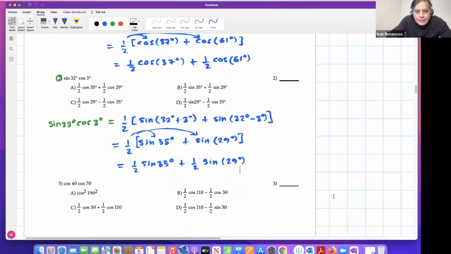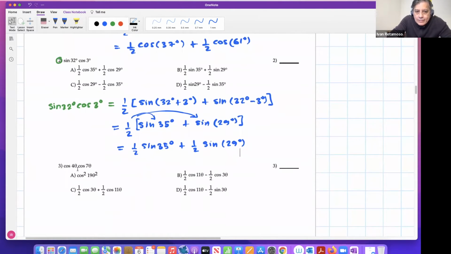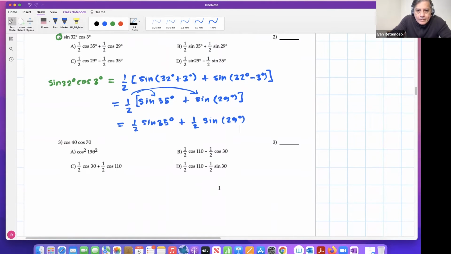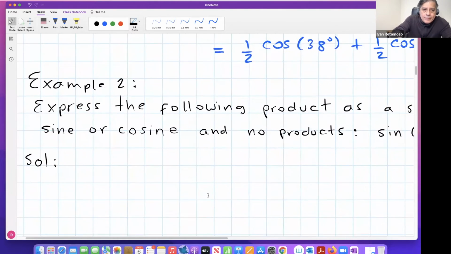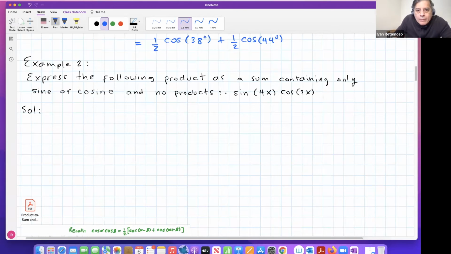Okay, so now the goal, as I said, is to do what we just did with numbers, with some terms containing variables, something like this. I will give you an example first, and then we will come back to the worksheets. All right, so let's go back to our notes. Here is an example. Express the following product as a sum containing only sine or cosine, and no products. Basically, turn this multiplication into a sum of trigonometric functions like sine and cosine.